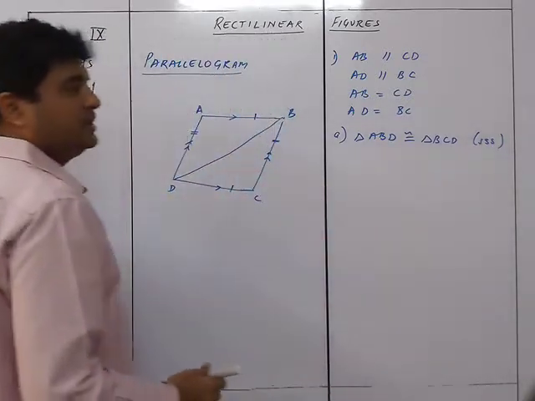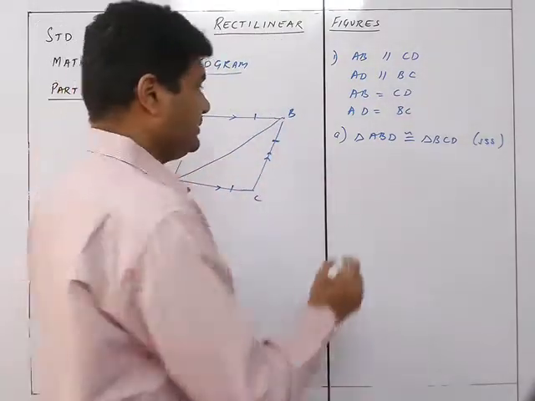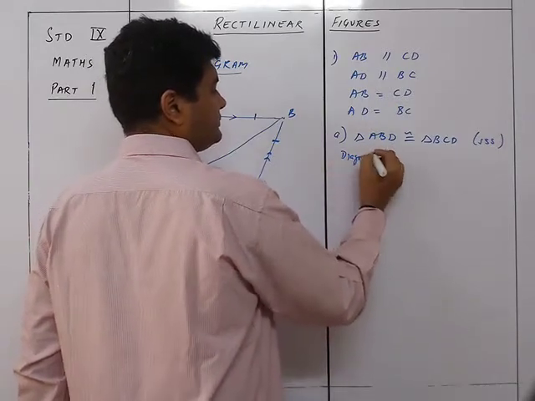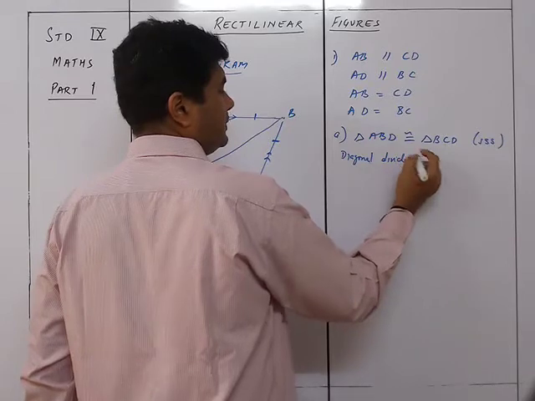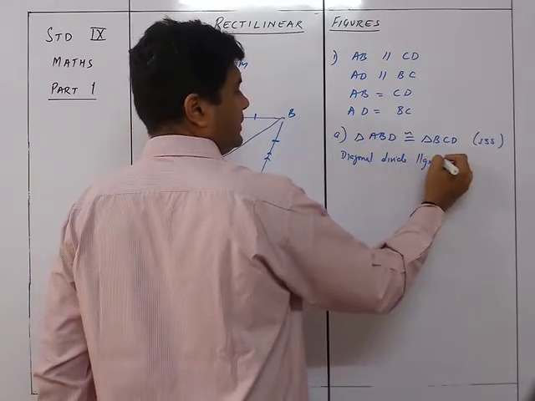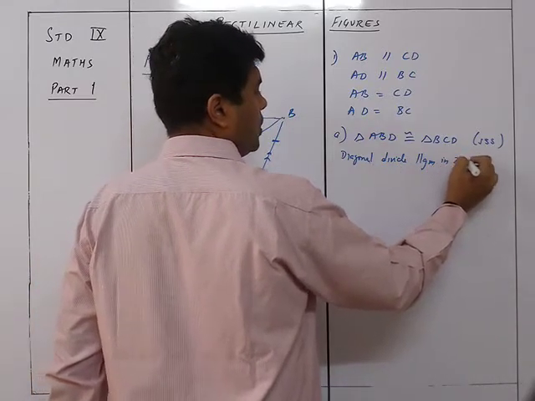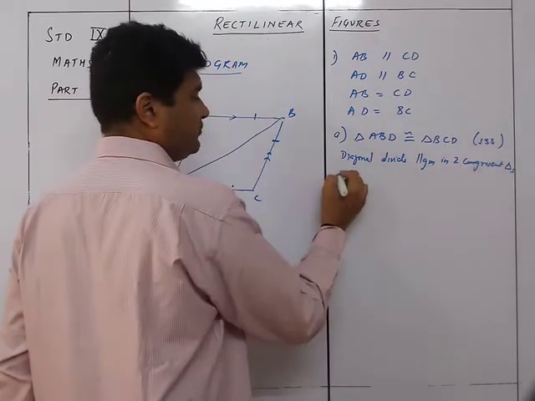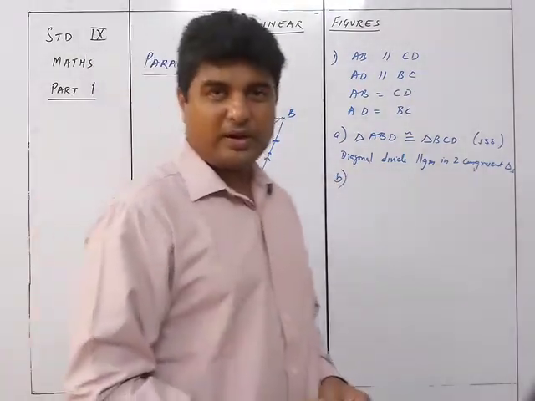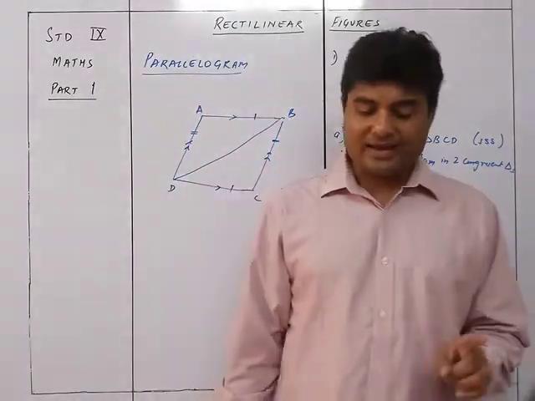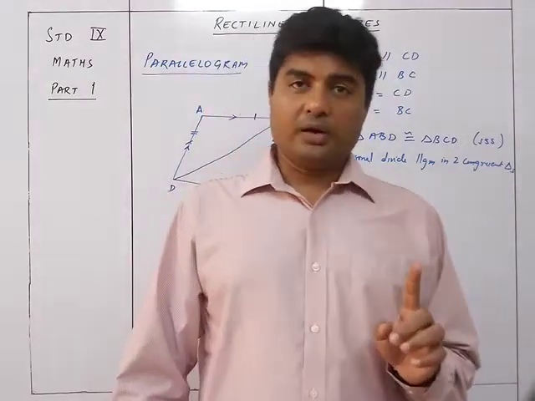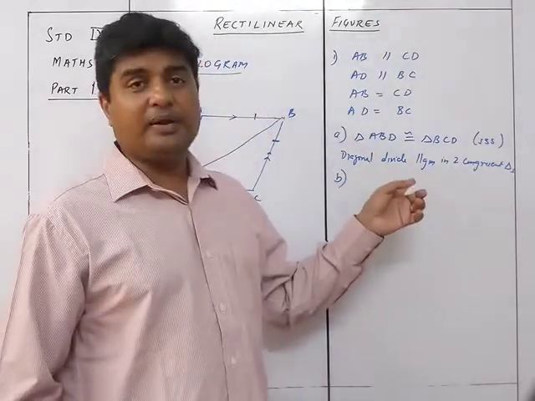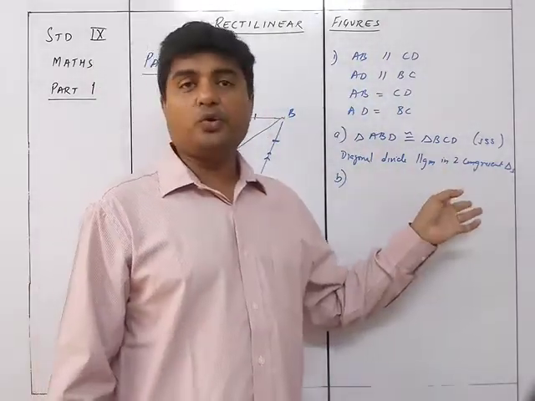So this is the first property, that the diagonal divides the parallelogram into two congruent triangles. Okay, that's the first property we are learning in this particular chapter: the diagonals of the parallelogram divide the parallelogram into two congruent triangles.